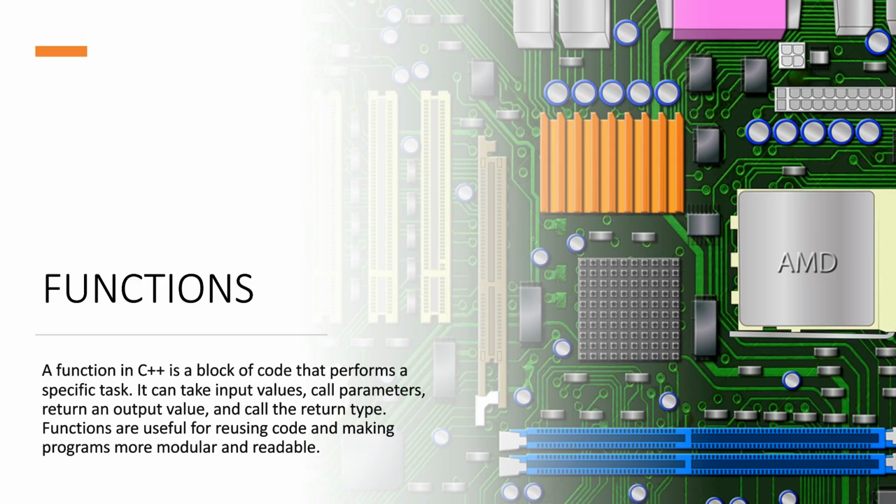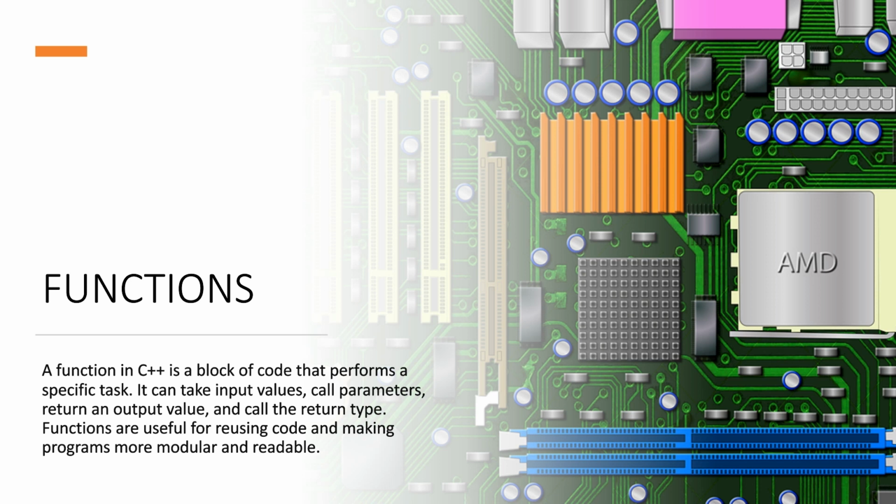Welcome, we are at the presentation. Here I'll be letting you know a little bit more about functions and also pointers. A function in C++ is a block of code that performs a specific task. It can take input values, called parameters, and return an output value with a return type. Functions are useful for reusing code and making code more modular and readable.